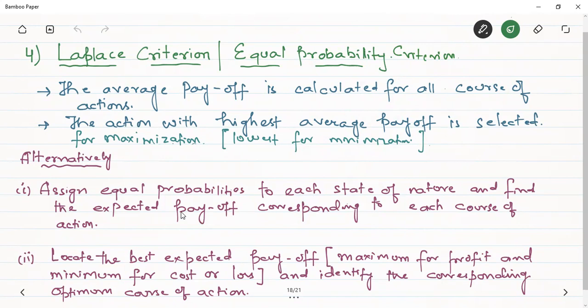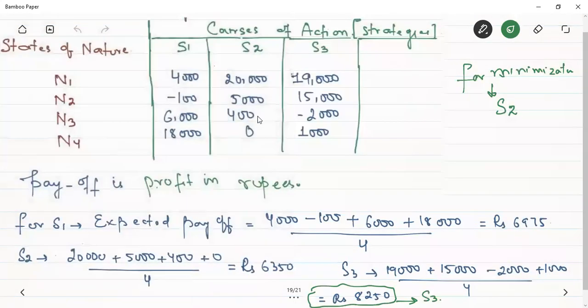So what it states is that we have to assign equal probabilities to each state of nature. See here, for S1, how many states of nature are we having? We are having 4 states of nature: N1, N2, N3, and N4. We will give them equal probabilities. Since there are 4 states of nature, the probability of each state of nature will be 1 by 4.